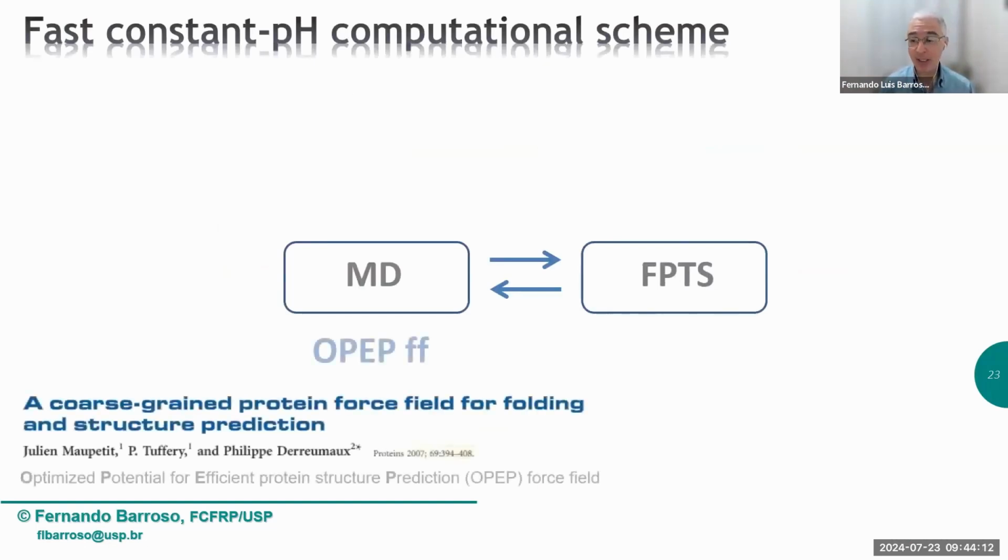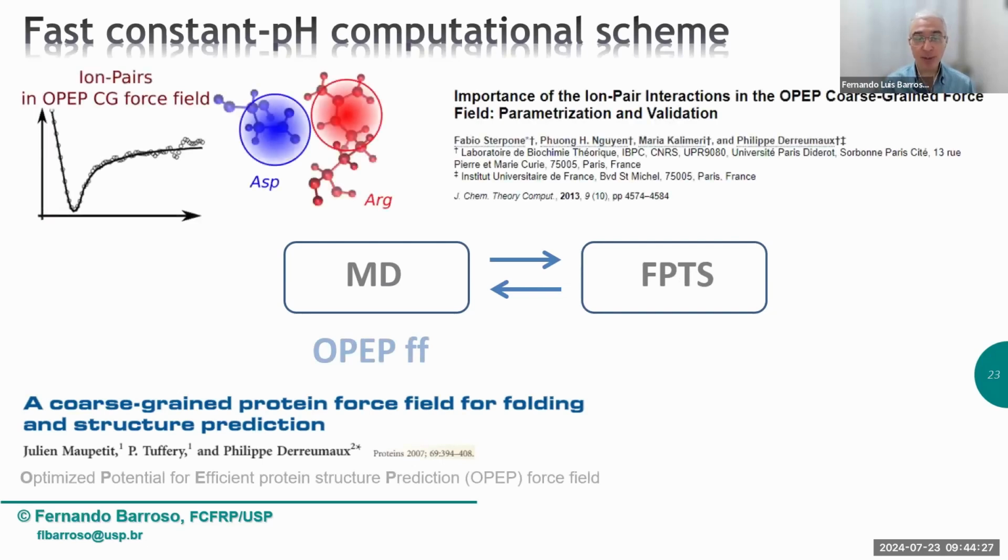OPEP has an advantage because it has been designed to work with a continuous, implicit solvent. It has been very successful at predicting folded structures of peptides. And furthermore, there is an additional important point: it is already prepared, because it already uses ion pairs. So essentially, the titration scheme can define whether I'm going to switch on or switch off an ion pair. So OPEP already had the structure that makes this coupling very appealing.